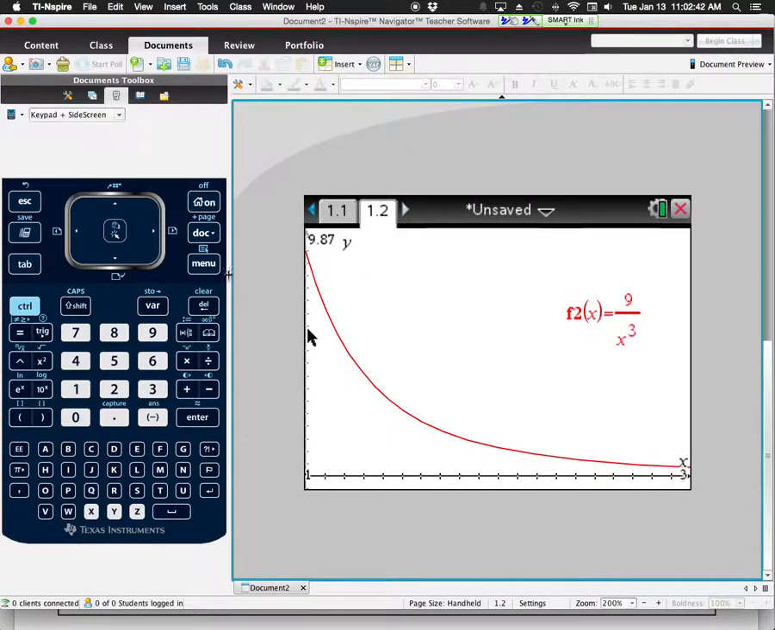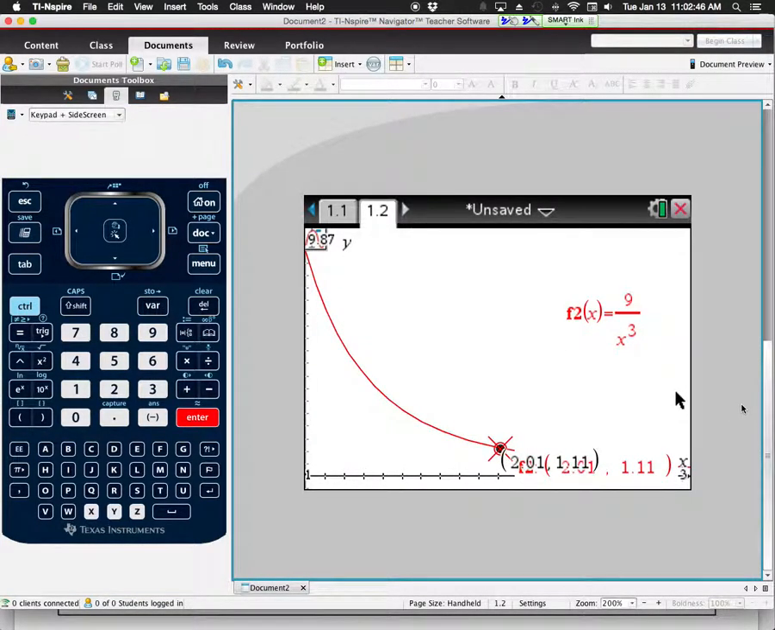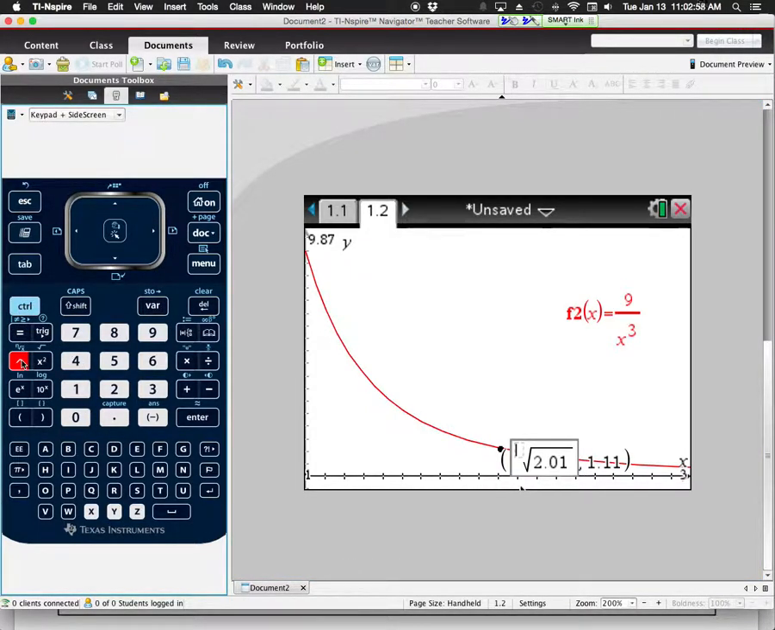So we're going to go menu. We're going to do the trace. We're going to do the graph trace. We're going to press enter. We're going to press escape. Now I want to go in here and change this x value to what? The cube root of 9 divided by 2. And when I do that and I press enter, what y value should match up with it? 2 should match up with it. So I press enter, it gives me the y value of 2.